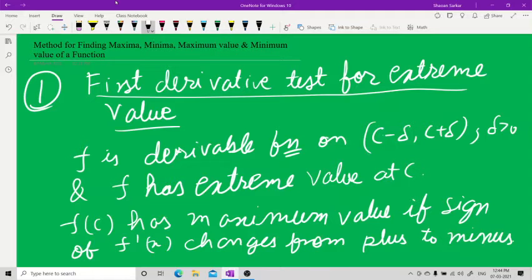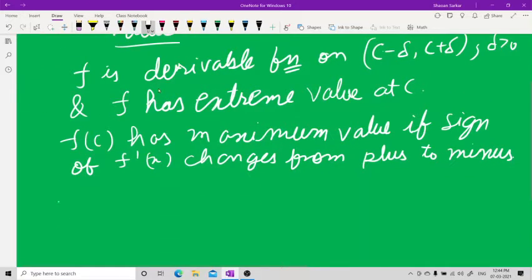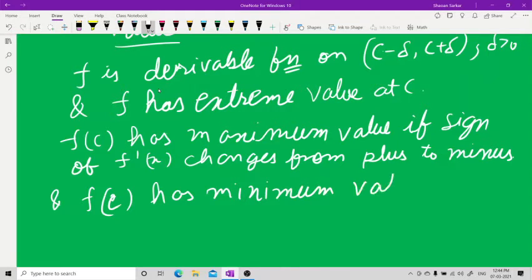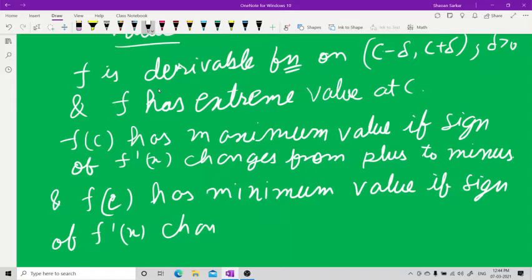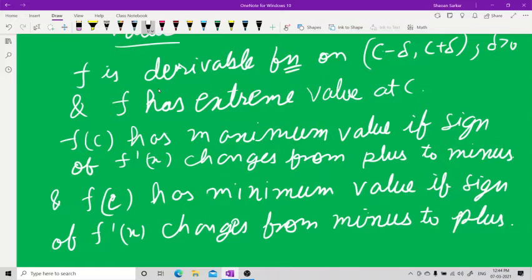And f(c) has minimum value if the sign of f dash x changes from minus to plus. Let us take an example on this.